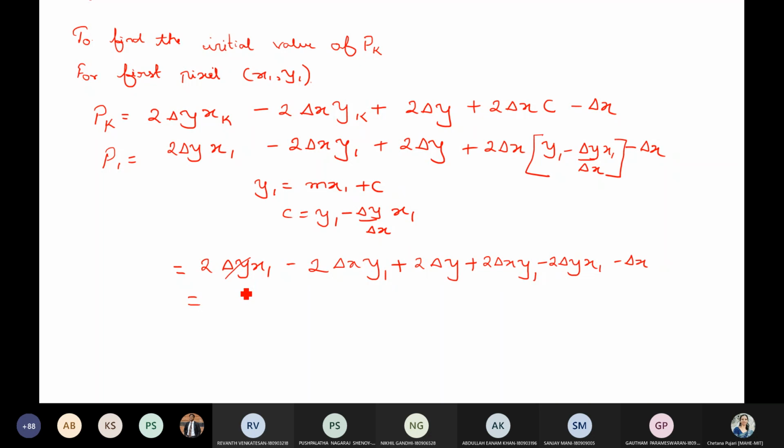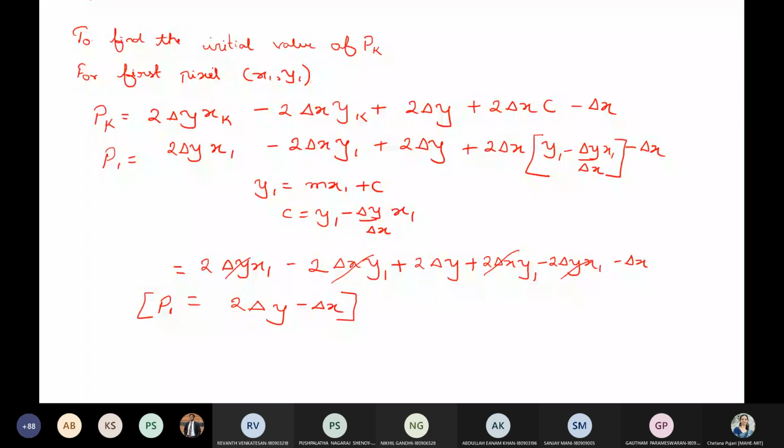So we have 2 delta y x1 minus 2 delta y x1. We have minus 2 delta x y1 plus 2 delta x y1. Okay, so after cancellation, our equation is 2 delta y minus delta x. So this is the initial value of our decision parameter.